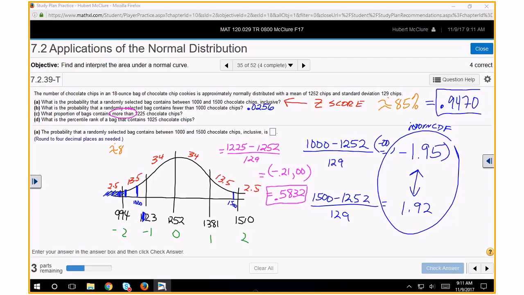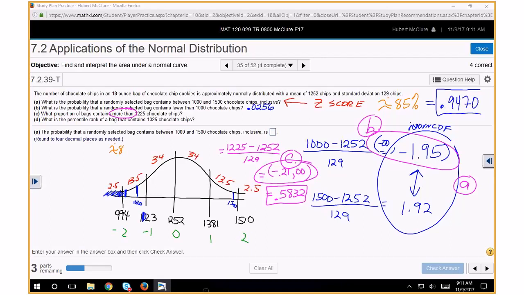So A, let's go with A is right here. So this is A. B is right here. C is right here.